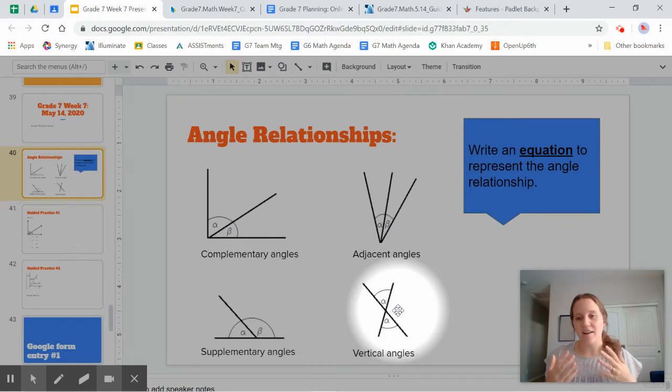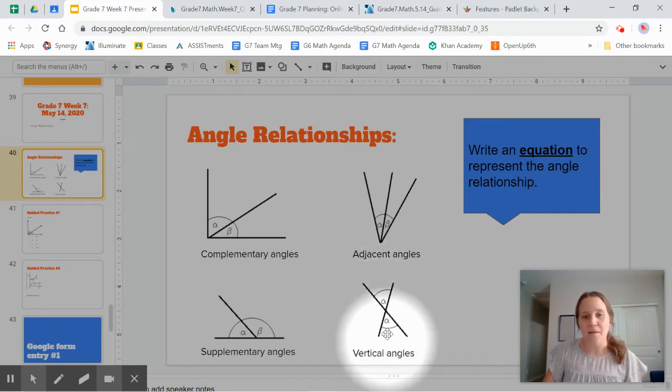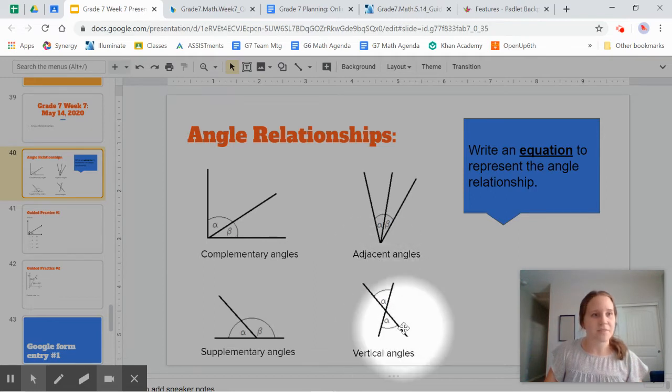Yes, there are the labels with the same variable. They're both alpha. That's because vertical angles are congruent or equal. Congruent means equal. They have the same measure, so we can actually call both of these alpha. Let's say this one was 50 degrees. It means this one is 50 degrees too. Okay, and those are opposite of each other.